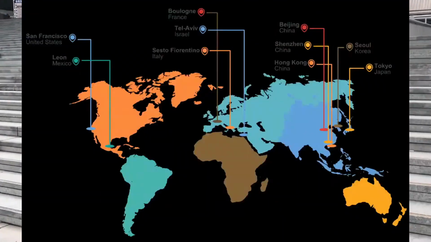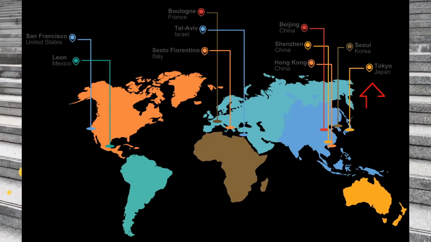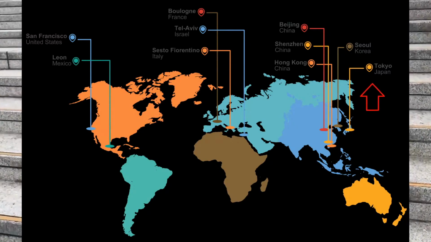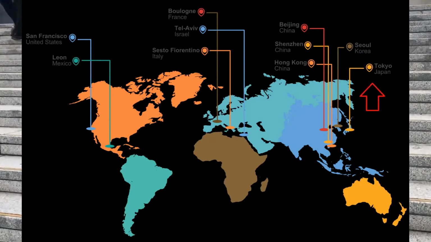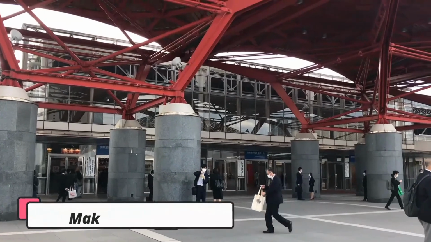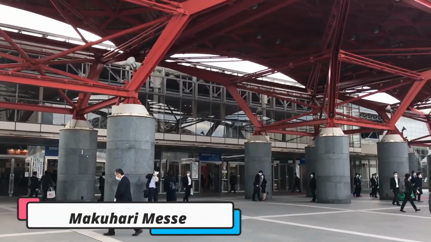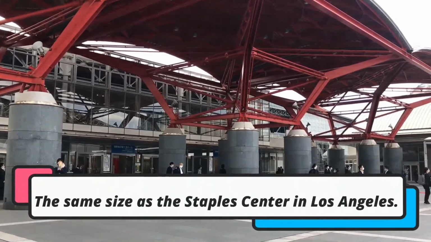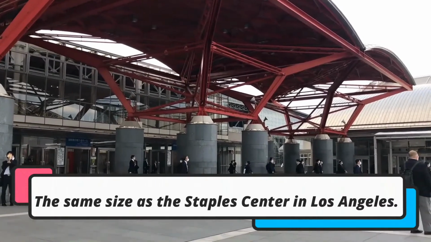Hey, did you know that Appeon has partners all around the globe? But today we're focused on the Tokyo, Japan partner, Nippon Computer Systems. Makuhari Messe, which is a convention center. Wow, this place is big. Yep, as big as the Staples Center in Los Angeles. Wow.